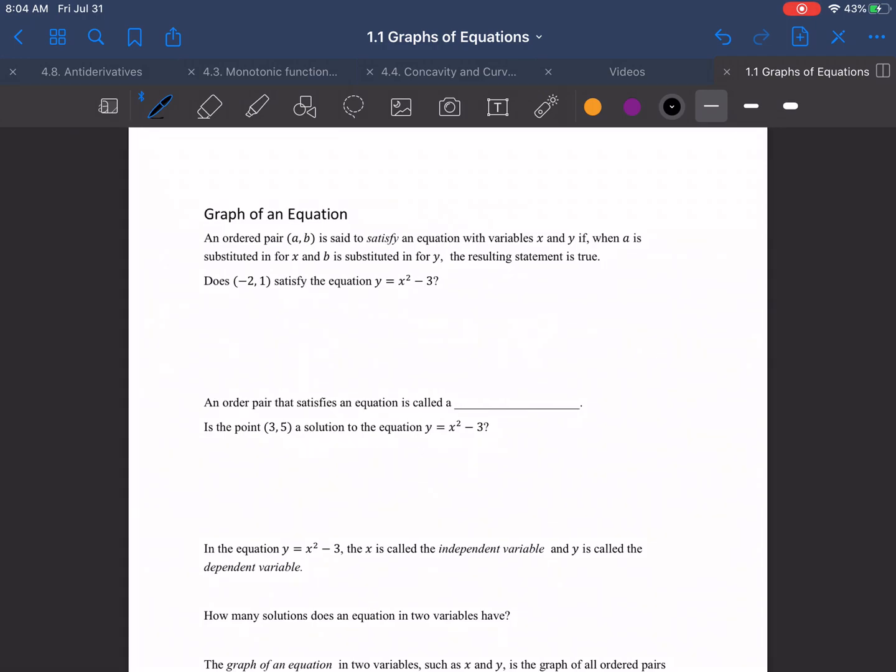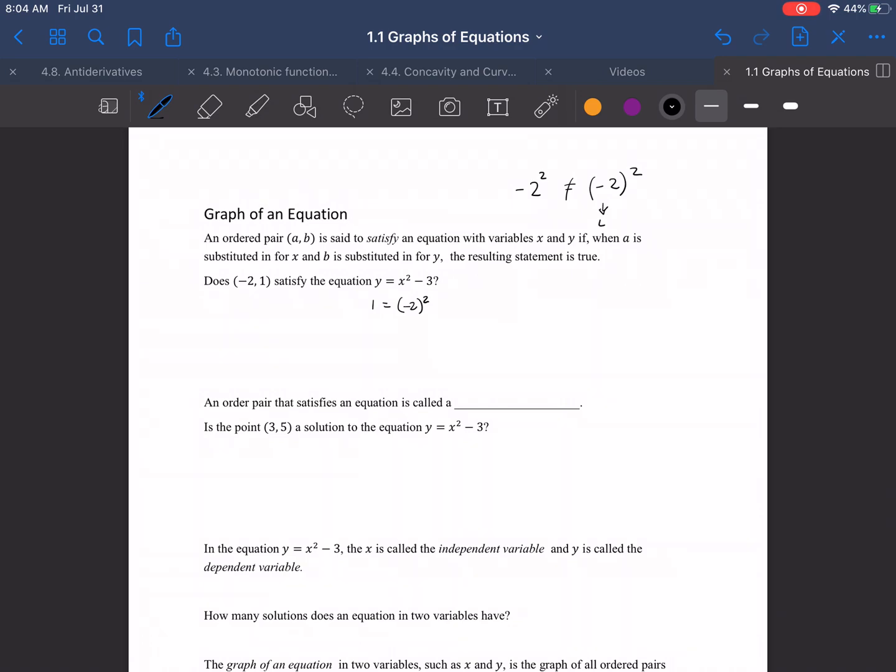Next, let's graph an equation. An ordered pair (A, B) is said to satisfy an equation with variables x and y if, when A is substituted in for x and B is substituted in for y, the resulting statement is true. So here, does (-2, 1) satisfy the equation y equals x squared minus 3? Well, let's plug in 1 for y and plug in -2 for x. I always put parentheses around it, especially if it's a negative number, just so I don't make the mistake, because this does not equal this.